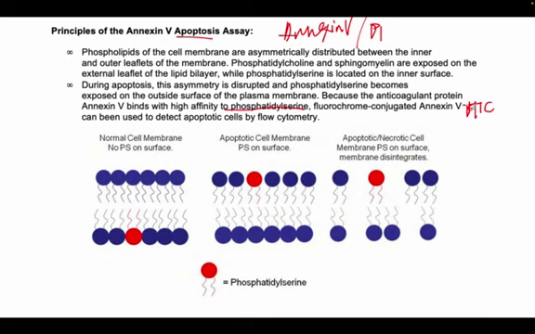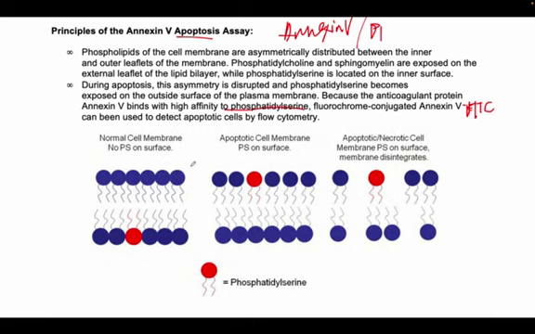Now, what annexin V binds to is phosphatidylserine, which is a phospholipid within the cell membrane. The cell membrane is asymmetric, which means the distribution of lipids on the inner and outer leaflets is not the same. In a healthy cell membrane, phosphatidylserine is present only on the inner leaflet. It's not present on the surface. So if we incubate our cells with annexin V, in a healthy cell there will not be any annexin V staining because there's no phosphatidylserine present on the surface.